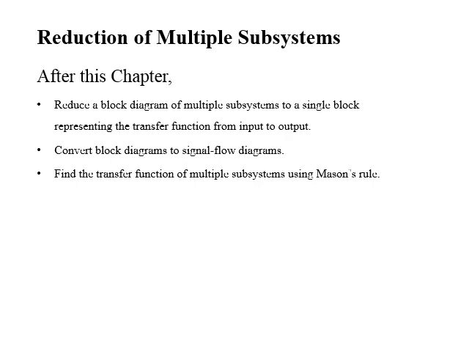Dear students, after this chapter you will be able to reduce a block diagram of multiple subsystems to a single block representing transfer functions from input to output, how to convert a block diagram to signal flow graph, and to find transfer function of multiple subsystems using Mason's rule.